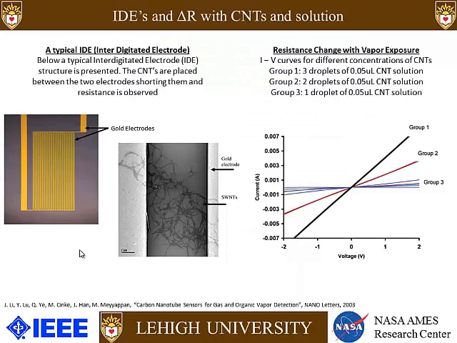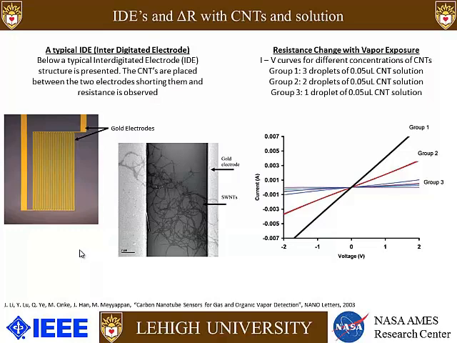So previous work done by Dr. Lee's and Dr. Lu's group demonstrated inter-digitated electrodes that, when you deposit carbon nanotubes on top of them, get shorted, and then you can observe some current flow through it. Some of their previously published data is shown here, as you can see in those three groups. This is a graph with IV curves, the voltage versus the current response.